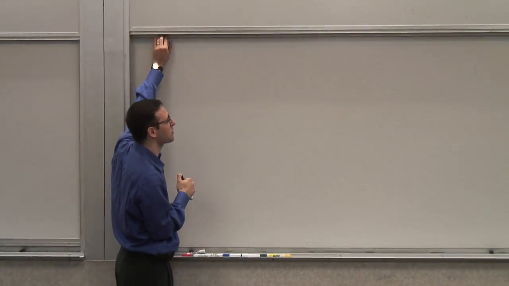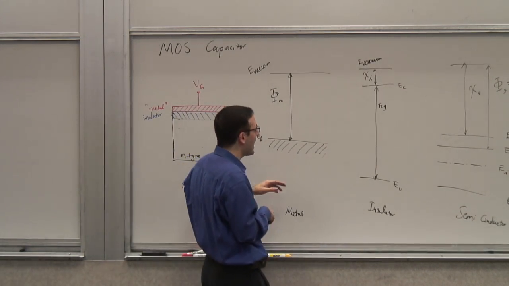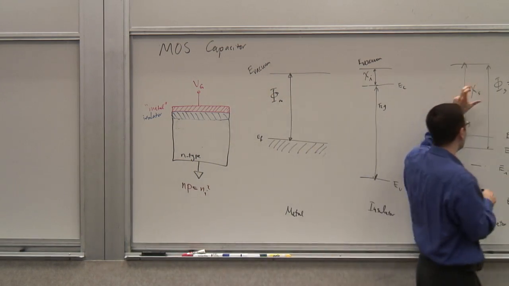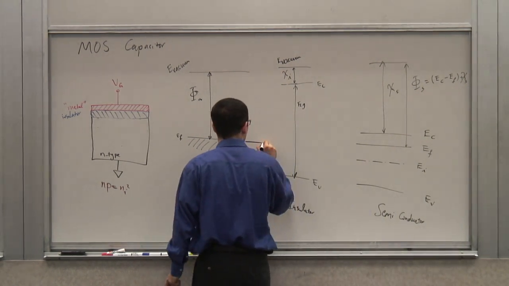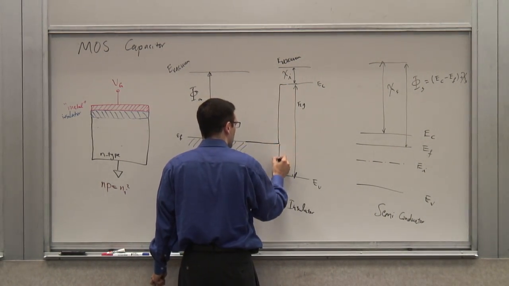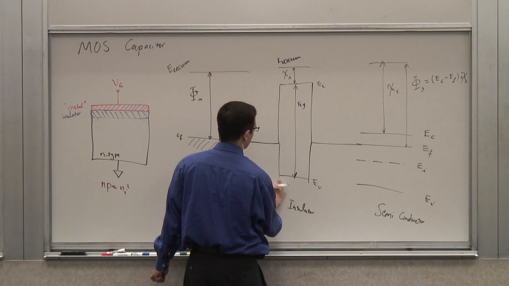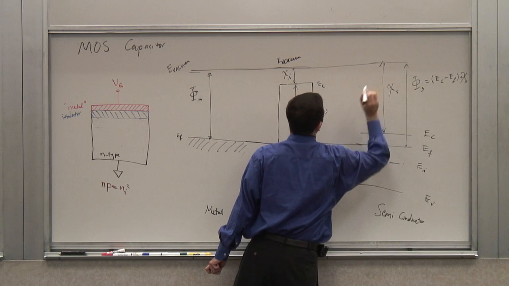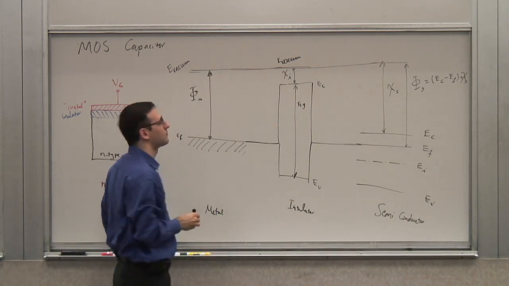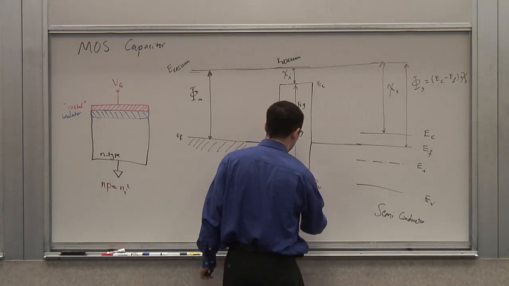Now, if I make these two assumptions and I go to my picture, something interesting happens, because now if this Φm and this Φs are equal, when I bring these together and connect them, attach them to each other, my band diagrams remain flat. And the vacuum energy remains flat across. So that's why it's called the flat band assumption, or flat band condition.